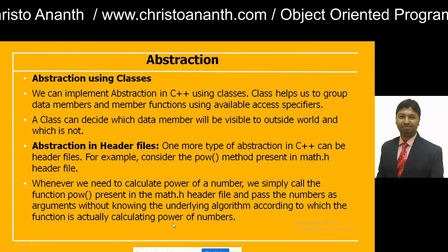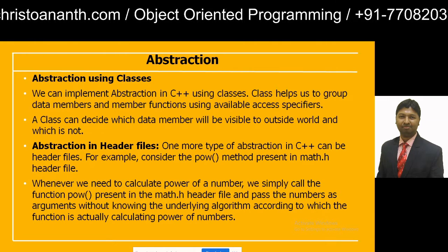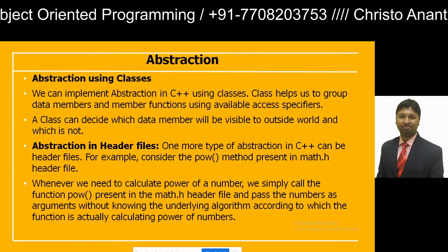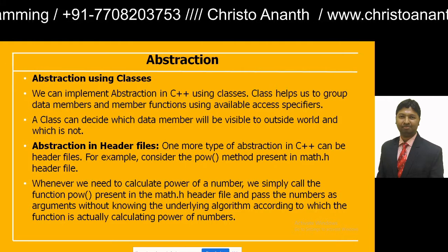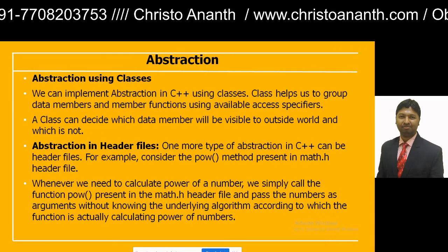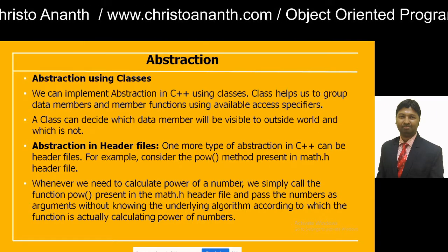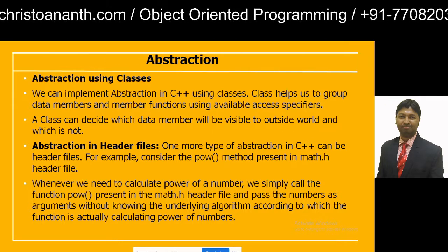You can implement abstraction using classes, and you can also implement abstraction in header files. In the case of classes, a class helps us group data members and member functions using the available access specifiers, and a class can decide which data members are visible to the outside world and which are not.